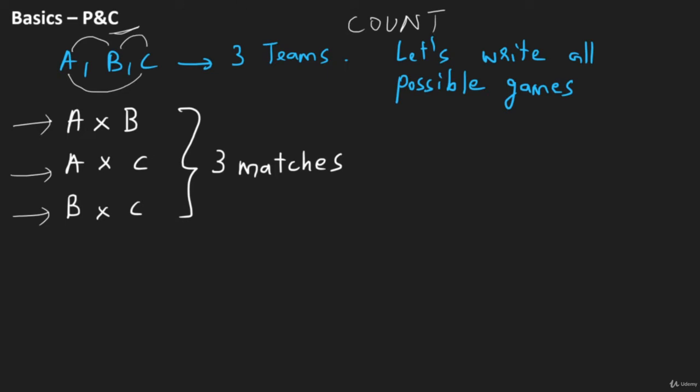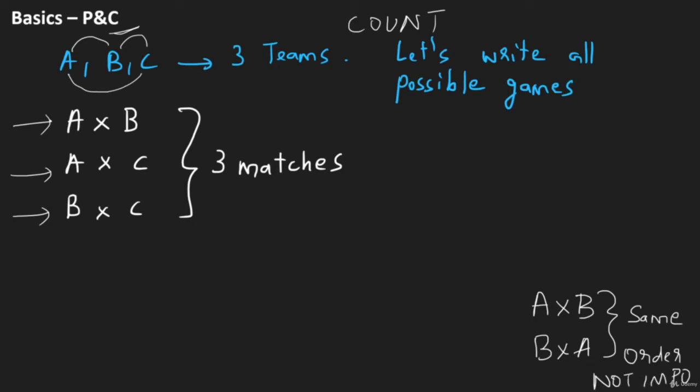Remember, permutation and combination are just tools that help us count. Now, over here, we have discussed before that writing a match as A versus B and writing the match as B versus A does not make any change, right? Both these scenarios are one and the same. That is, order is not important, right? Now, when order is not important, we use the tool called combination.